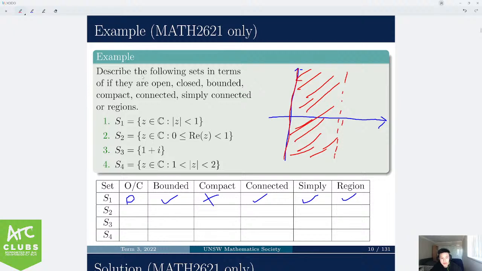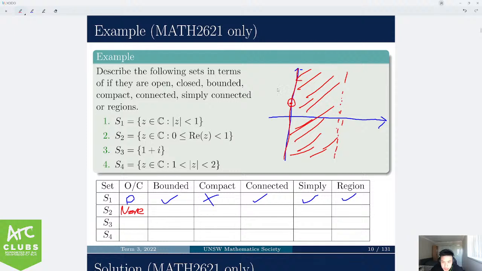Firstly, notice that this set is not open because this point over here is a boundary point. And hence, not every single point inside the set is an interior point, so it's not going to be open. At the same time, it's not closed because these boundary points here are not included in the set. So the set doesn't contain all of its boundary points, and hence it's going to be none. In this case, it's neither closed nor open.